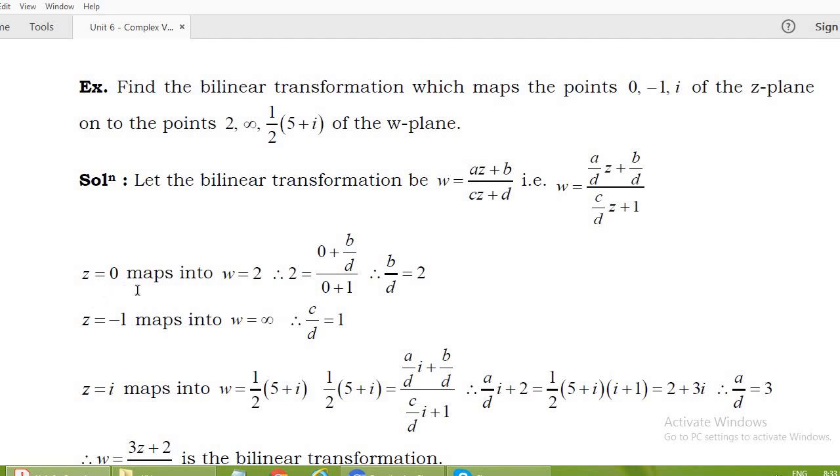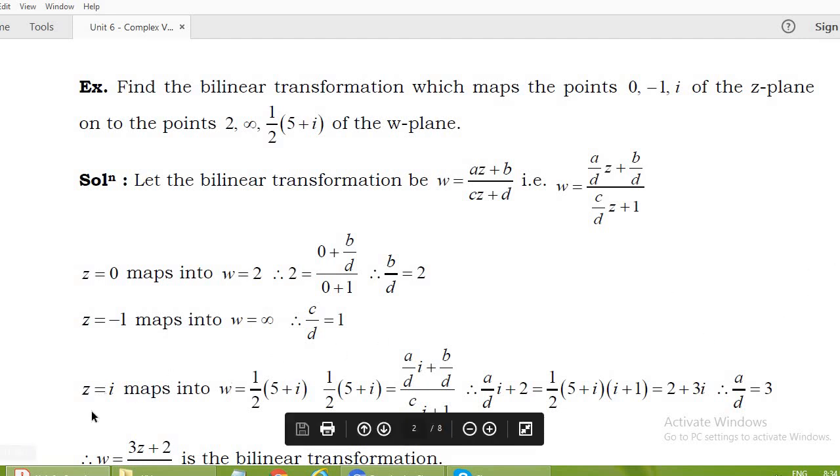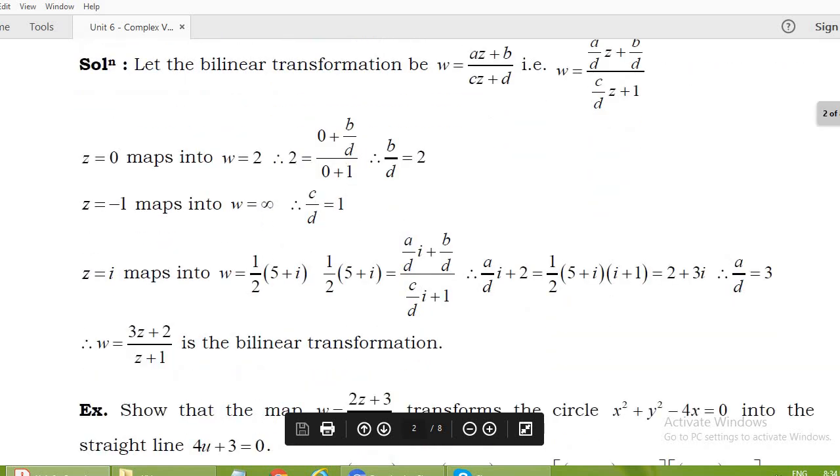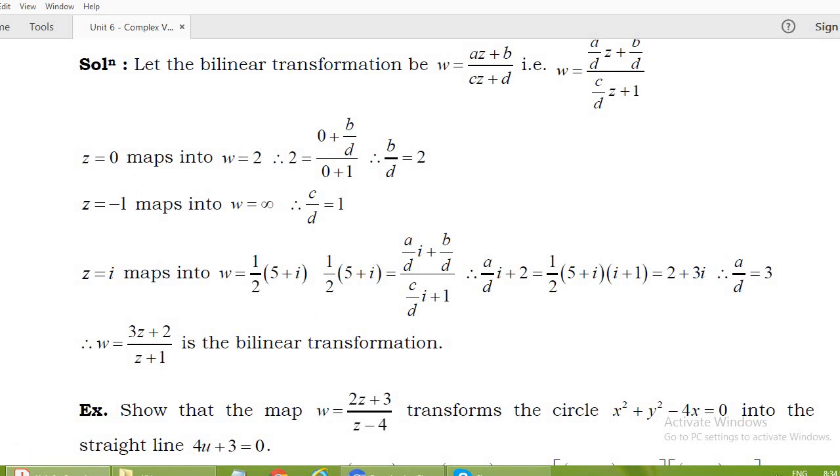First combination, z equal to 0 maps into w equal to 2. Putting in here, we are getting the second constant as 2. On the second combination, z equal to minus 1, w equal to infinity, we are getting the third constant as equal to 1. And using the remaining combination, we are getting the first constant as equal to 3, and hence the bilinear transformation is w equal to (3z plus 2) upon (z plus 1). We can always check: you can put values of z and you will find the corresponding w. We can check our answer whether we are correct or not.